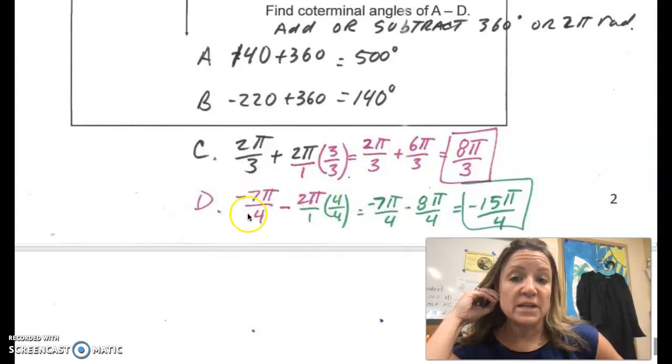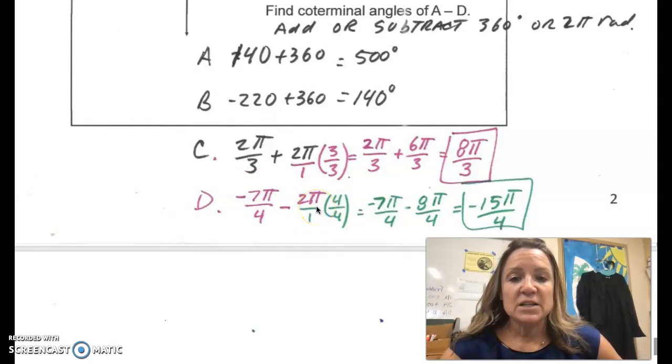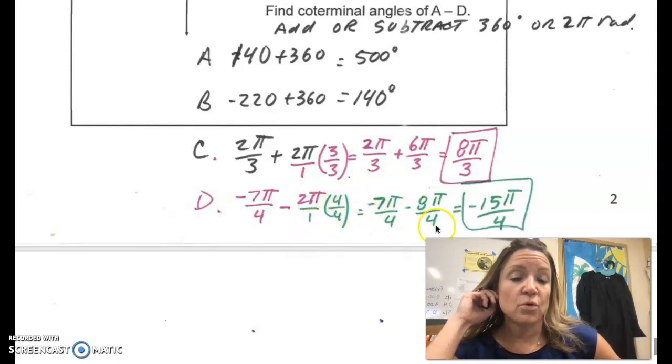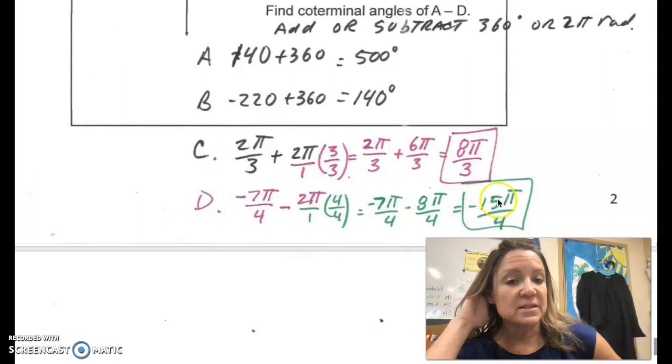For D, we started with -7/4 pi. We're going to subtract -2 pi. Remember, you can add or subtract it. And we need common denominators again, so we're going to multiply by 4/4. So 2 pi times 4 is -8 pi, and 1 times 4 is 4. Once you have common denominators, you can subtract straight across. So -7 pi minus 8 more pi is -15 pi, and that makes the final answer -15 pi over 4.